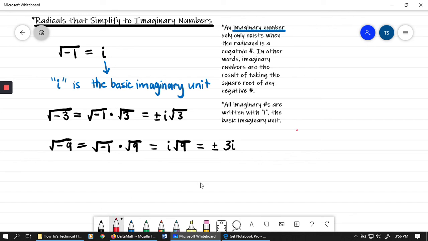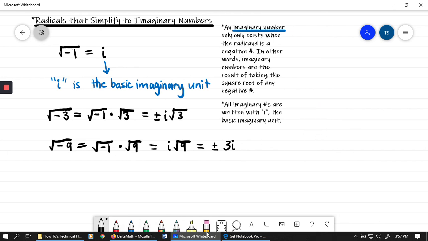Okay, I'm going to erase this. Remember, if it was the square root of a positive number, it would just be plus or minus 3 for the square root of 9. But since it is the square root of a negative number, because that negative is under the radical, we have to write it with an I. So instead of plus or minus 3, it is plus or minus 3I. Hopefully that makes sense. I'm erasing this now.